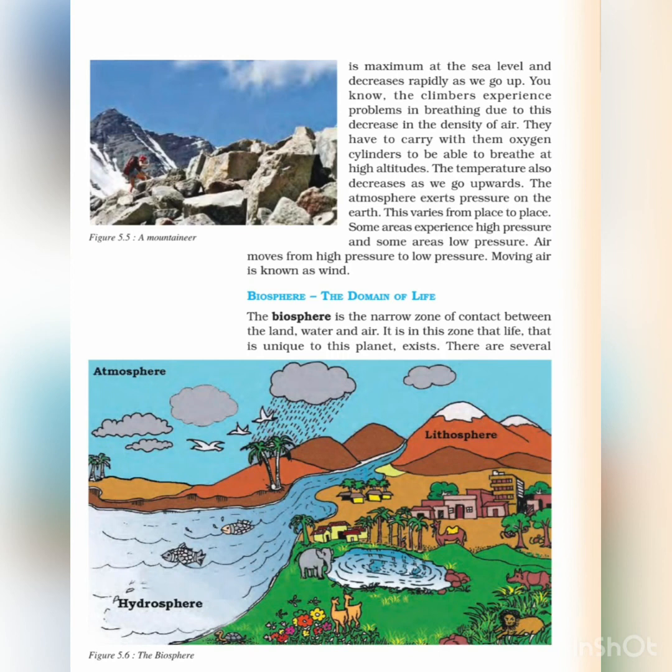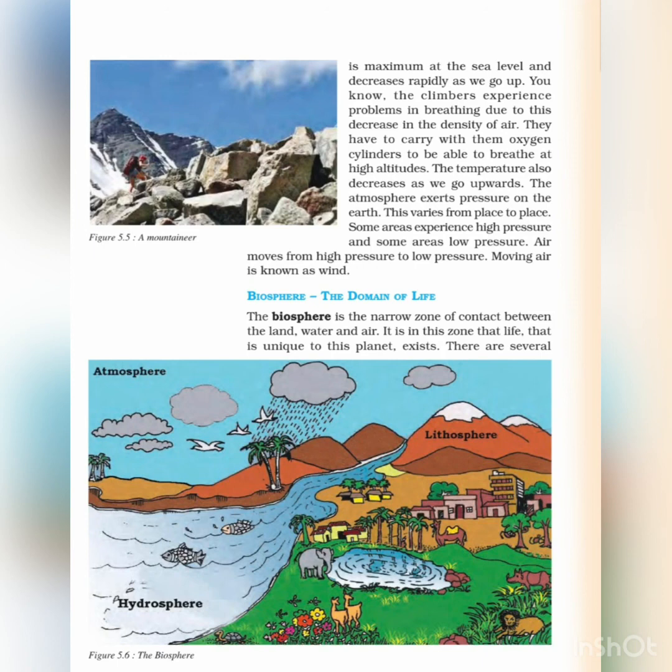So children, along with the atmospheric pressure, the temperature also decreases as we move towards the mountainous areas. The atmosphere exerts pressure on the earth. This varies from place to place. Some areas experience high pressure and some areas low pressure. Children, always remember, air moves from high pressure to low pressure. So moving air is known as wind.